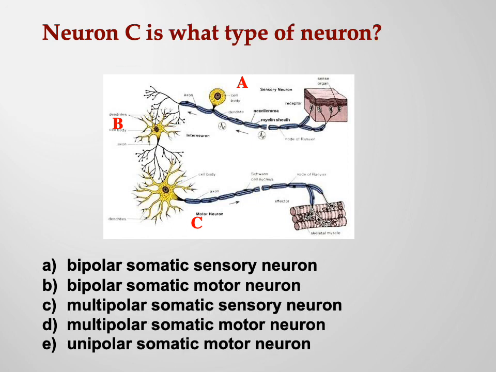Now let's talk about neuron C. What type of neuron is neuron C? Is it bipolar, multipolar, or unipolar? And is it a sensory neuron or is it a motor neuron? So take a close look. First, what kind of neuron is it? And then figure out, is this a sensory or a motor? It's going to a skeletal muscle, isn't it? Yes, this is going to be a multipolar somatic motor neuron. So these things aren't hard to figure out. Just take a look and you can do it.